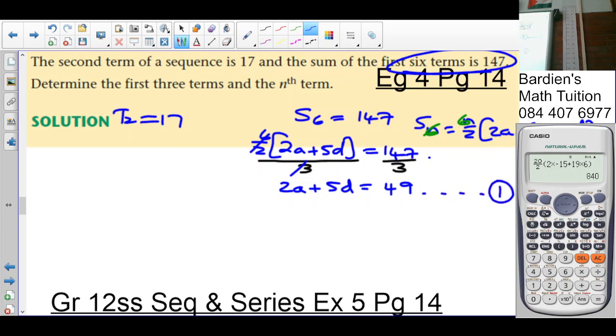How do I know I'm going to go into simultaneous equations? There are 2 unknowns, a and d. So which formula are we going to use on the other side? Tn. And what is Tn? The formula for the arithmetic is Tn is equal to a plus n minus 1 times d. So if I see here n, I'm going to put a 2.